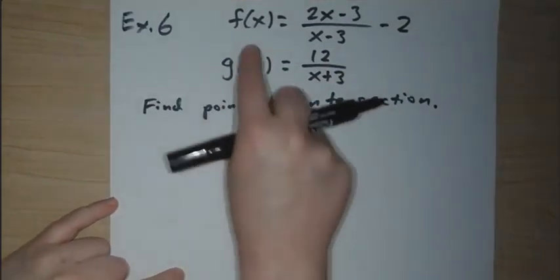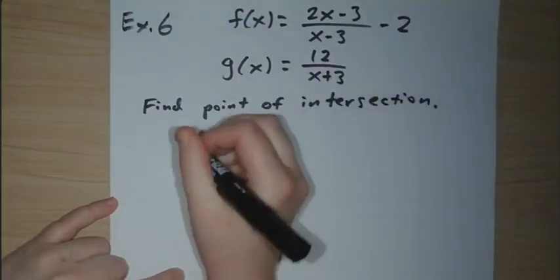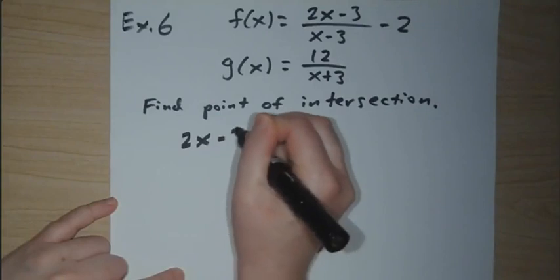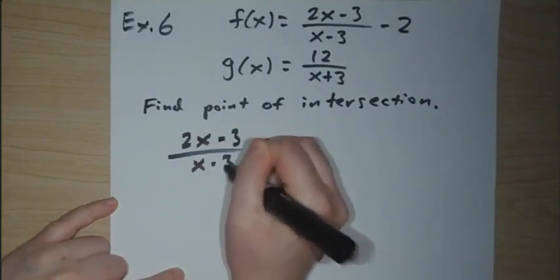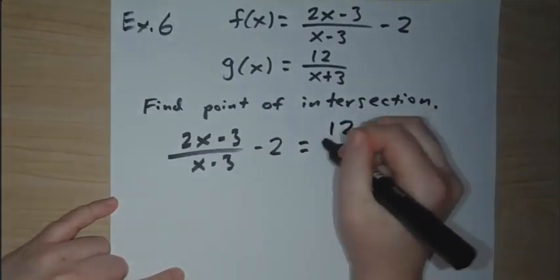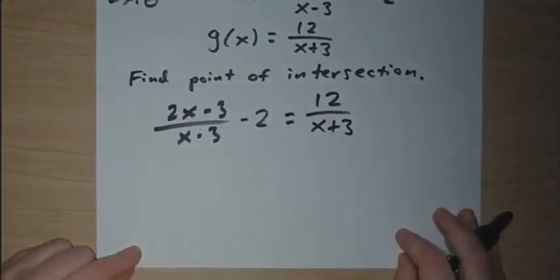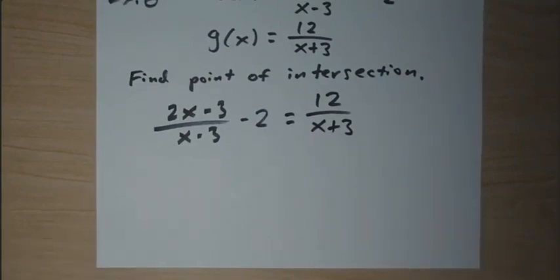So we can write that as f of x is equal to g of x by using what they are equal to. So we have (2x minus 3) over (x minus 3), minus 2, is equal to g of x, 12 over (x plus 3). And now we have our rational equation that we want to solve for x, but before we do so, we need to know what x cannot be.